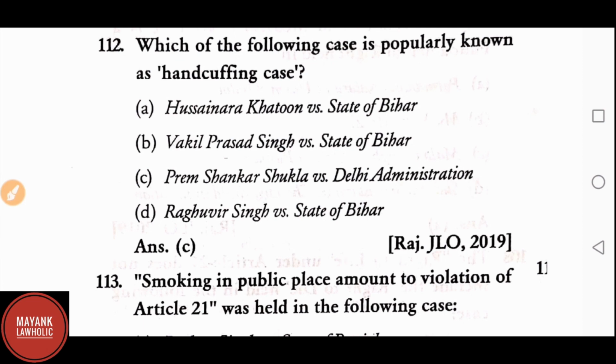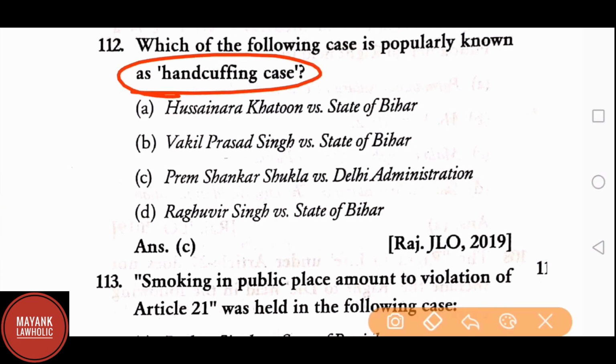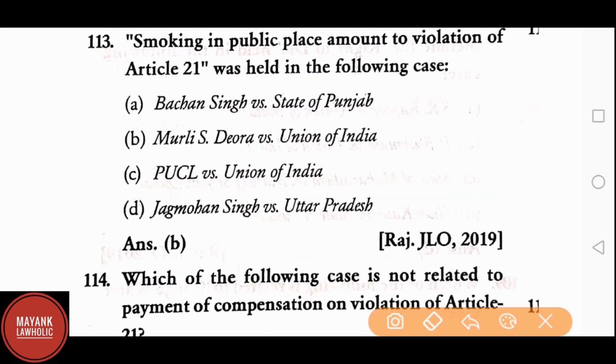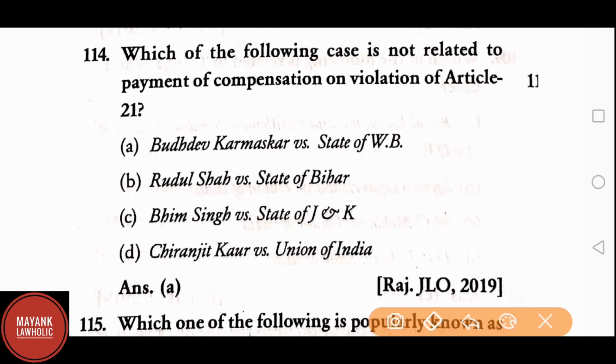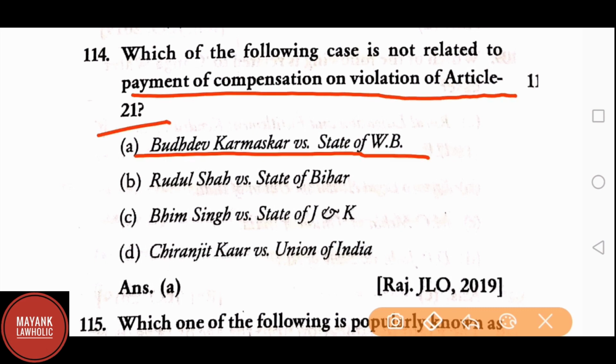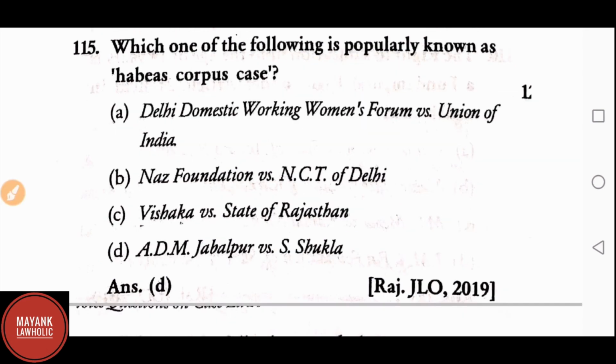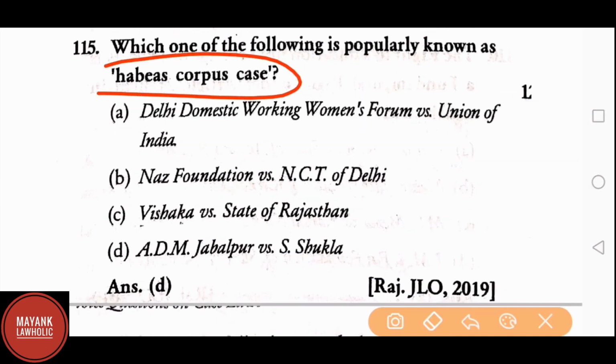Which of the following cases is popularly known as handcuffing case? The answer is C. Prem Shankar Shukla versus Delhi Administration. Smoking in public place amounts to violation of Article 21 was held in the case of Murli S. Deora versus Union of India. Which of the following cases is not related to payment of compensation on violation of Article 21? Buddhadev Karmaskar versus State of West Bengal. Which of the following is popularly known as habeas corpus case? The answer is ADM Jabalpur versus Shivkant Shukla.